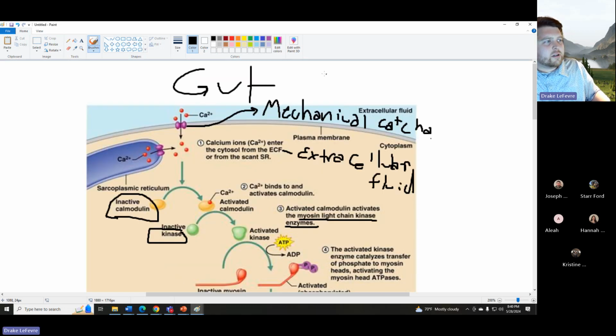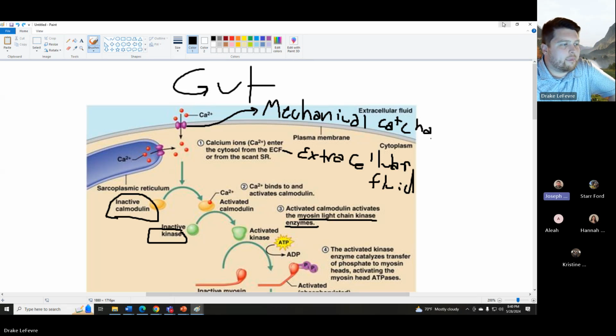Another thing to remember about smooth muscle: is the contraction really, really fast or really, really slow? It's really slow, and it's also sustained, meaning that it's super fatigue resistant. So it squeezes really slowly and for a long time. It'll squeeze and hold for long periods of time.